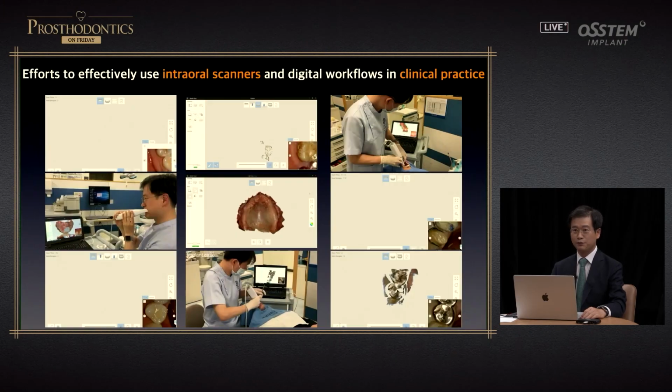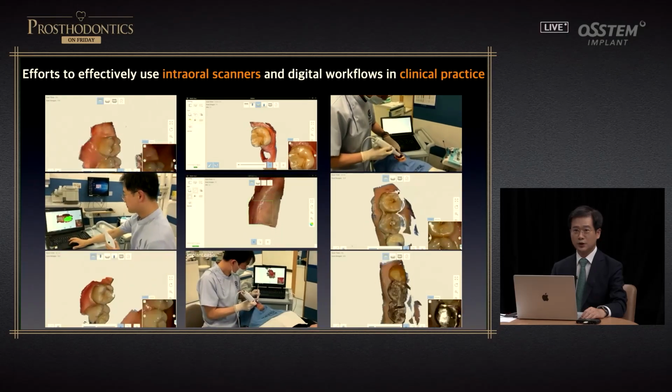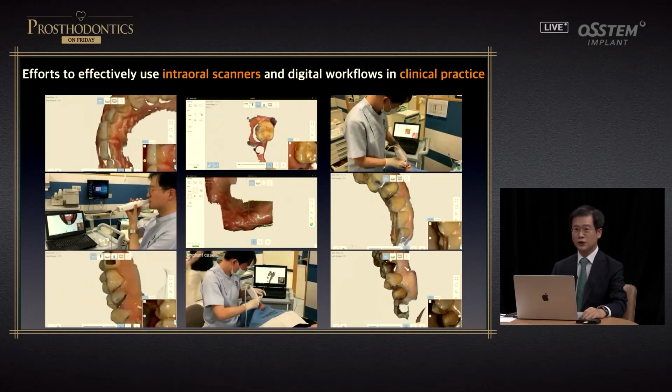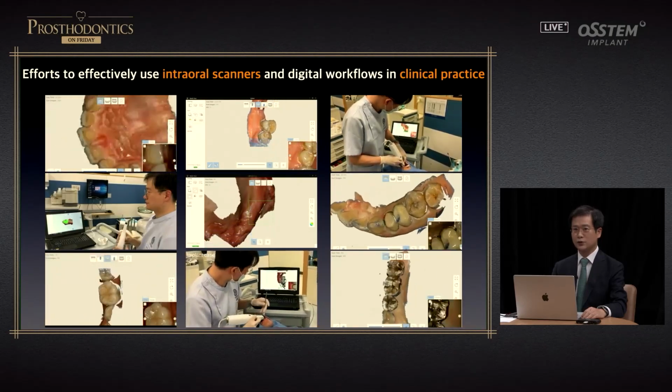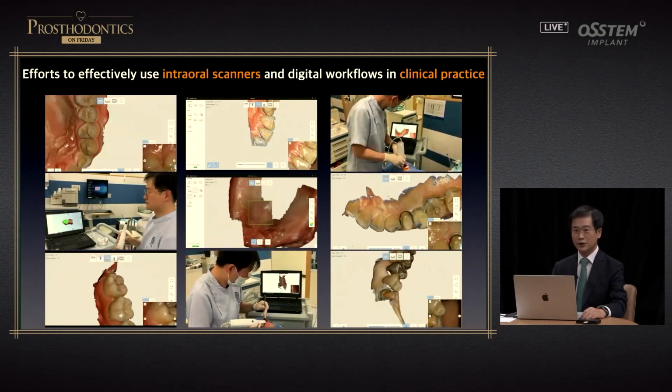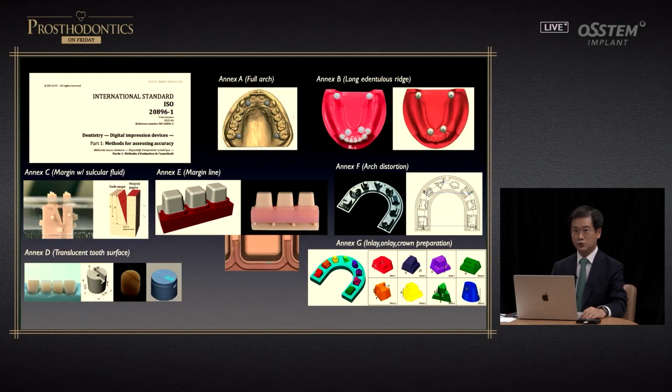So oral scans are now very much advanced. Even scanning an edentulous patient is now possible. But still, there are some areas lacking. For example, if you do an oral scan for this long edentulous area, there could be some distortions. So at ISO, oral scans are tested in various cases.